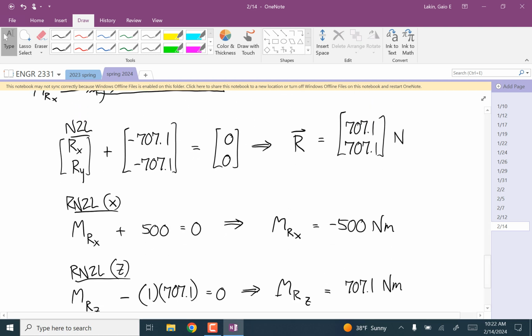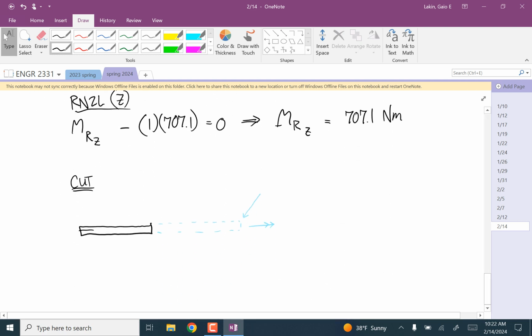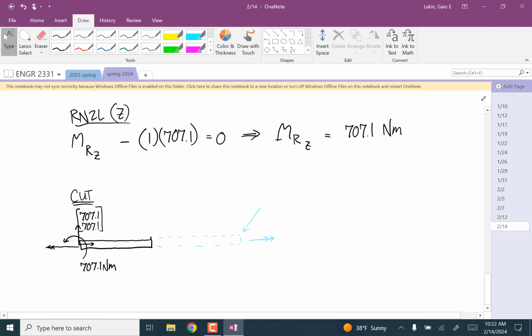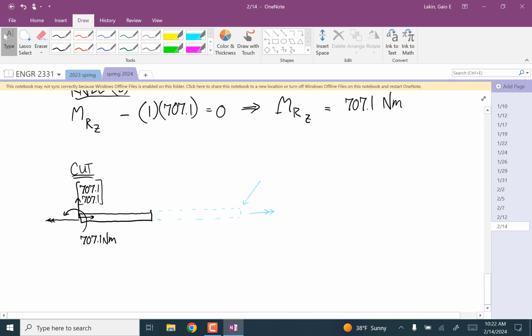So we had a force of 707.1, 707.1, and a couple about the z-axis of 707.1 Newton meters. That's a reminder, that's a couple. And then we have a couple about the x-axis pointing to the left of 500.